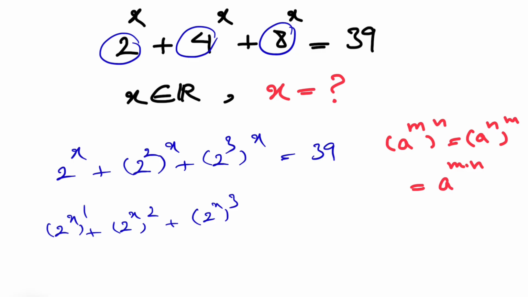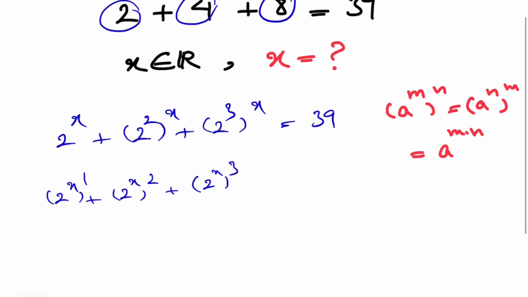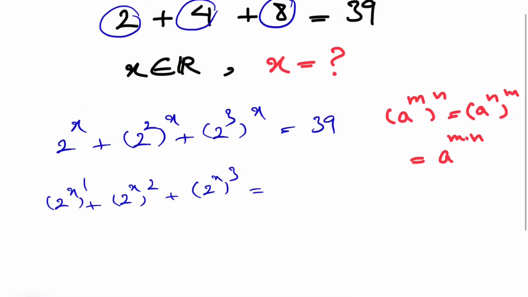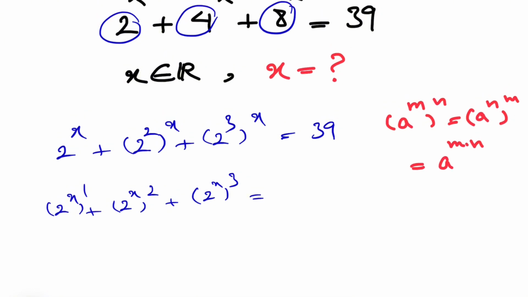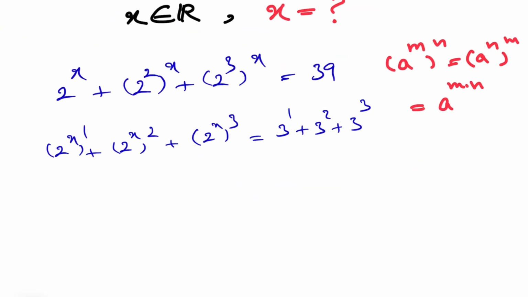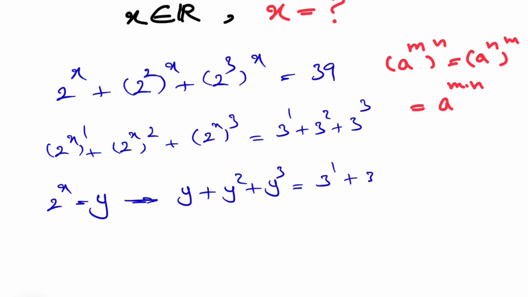If we look at this, we see that we have 2^x to the power of 1, 2, 3. On the right side of the equation, 39 is a number that can be written as 3 + 3 squared + 3 cubed. The reason we did that is that if we call 2^x just y, we can simplify our equation to y + y^2 + y^3, and we have the same thing on the right side: 3 + 3^2 + 3^3.